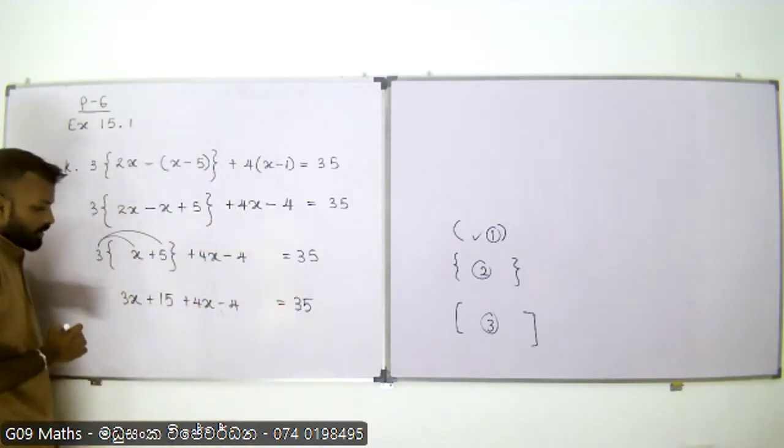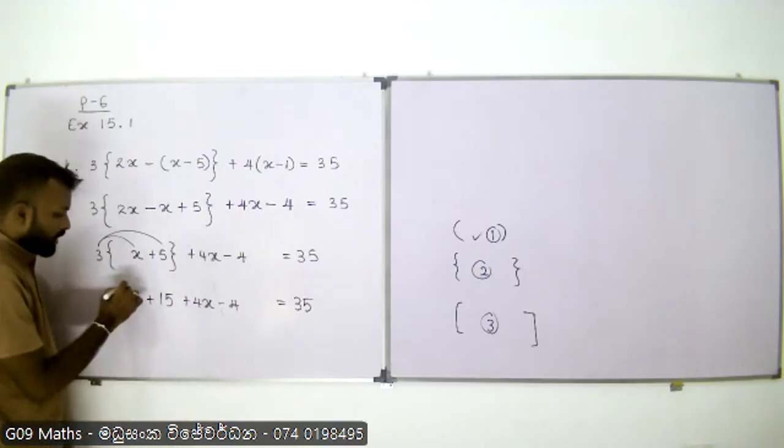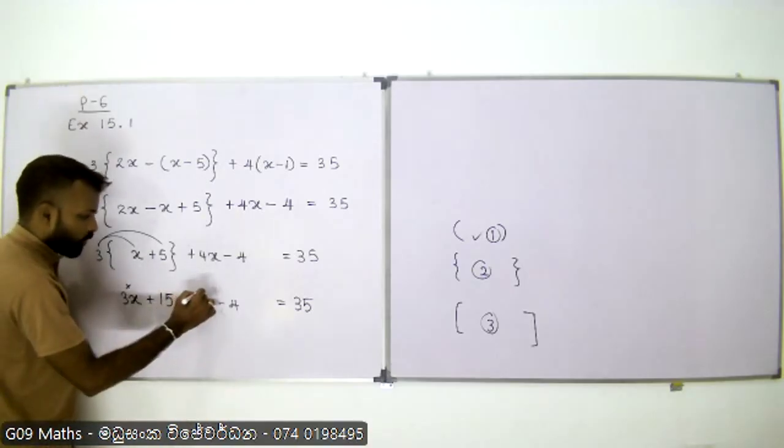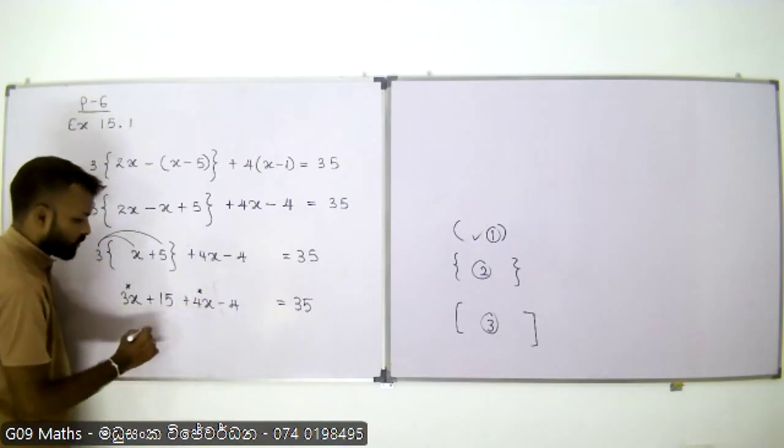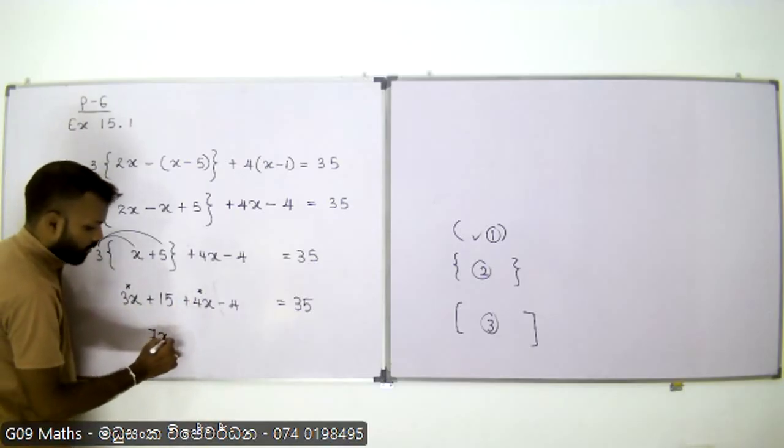So now it is like 3 apples and 4 apples. Positive 3x, positive 4x. 3 plus 4, 7x. Very easy.